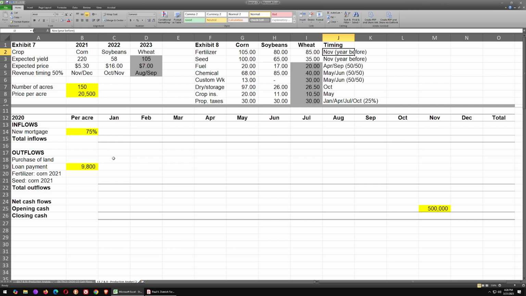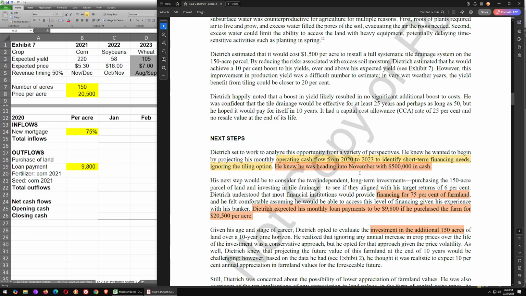So let's take a look at some of the information. Let's first run out and purchase our land. So we're purchasing it in November. I don't think I highlighted. Oh yeah, he knew he was heading into November, but he ends up purchasing it in November.